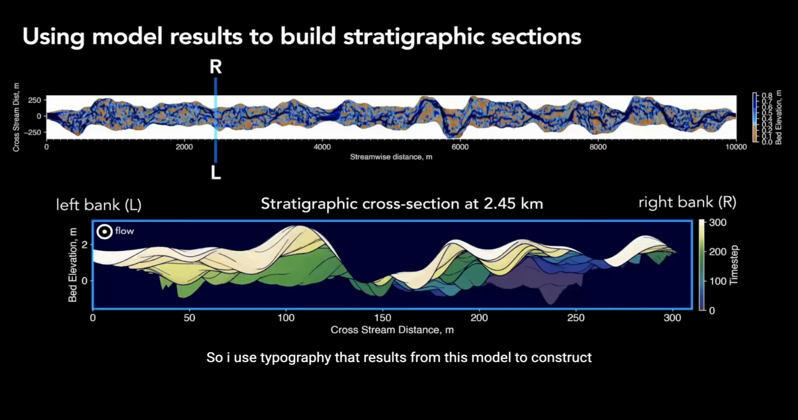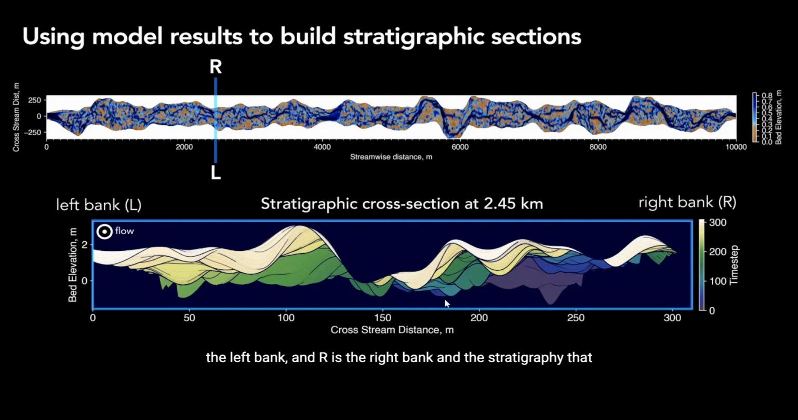So I use topography that results from this model to construct stratigraphic cross sections, like the one that's pictured here. So what I have shown on this slide here is a final snapshot of the model plan form at the top, and we're taking a cross section right along this region from L to R. L is the left bank, and R is the right bank.